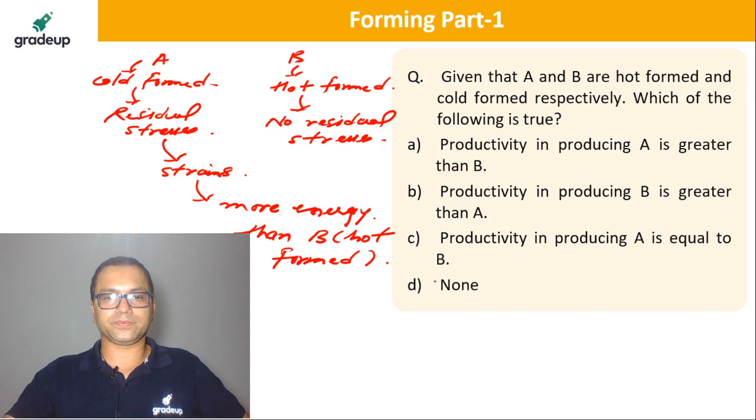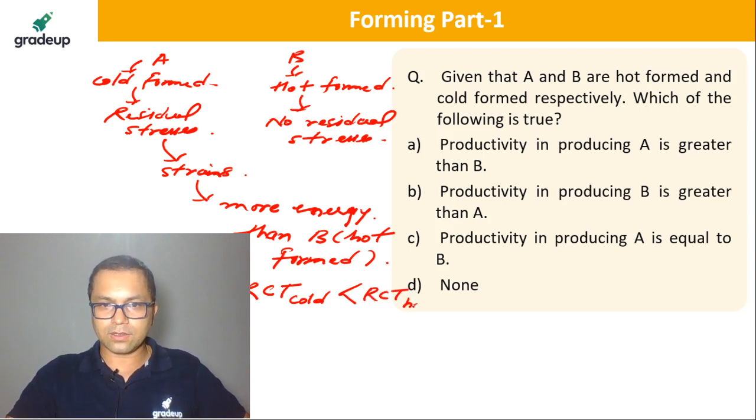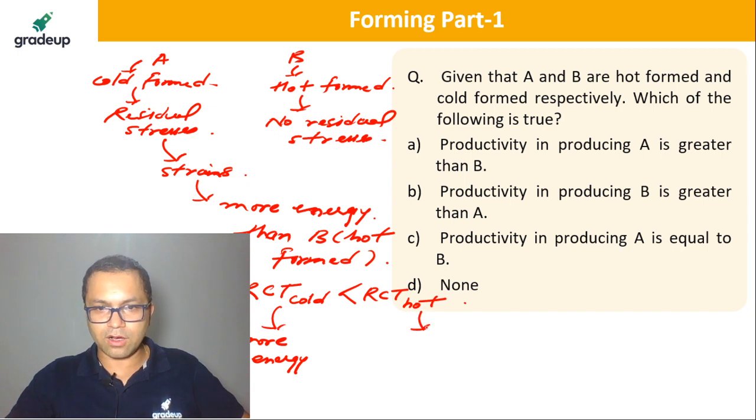Is it clear to you? Okay. Now, the recrystallization temperature of cold worked material should be lesser than the recrystallization temperature of hot worked. Why? Because it already has more energy, right? It has more energy than the hot. Hot working has less energy, right?